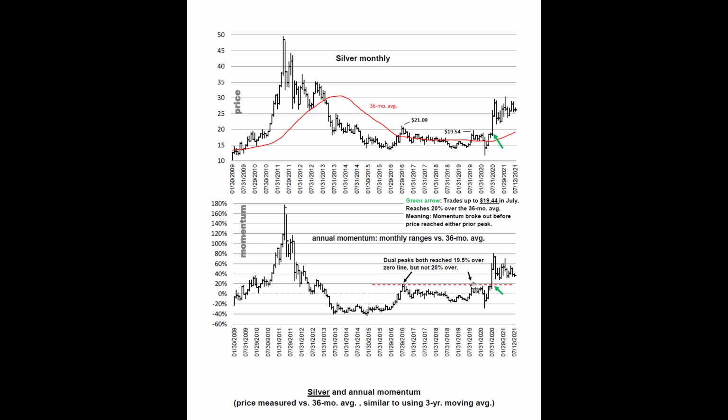So we knew that if you could ever get back up and touch 20% over the 36-month average and take out those twin peaks there, you would get a sharp move in silver. Well, that was July of last year. And the price at which it did was $19.44 in early July last year. In 3 weeks, it was at $29 and change. So it went up 50% in 3 weeks after blowing out that twin-peak breakout on annual momentum.